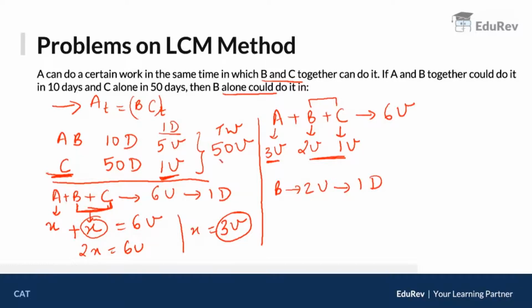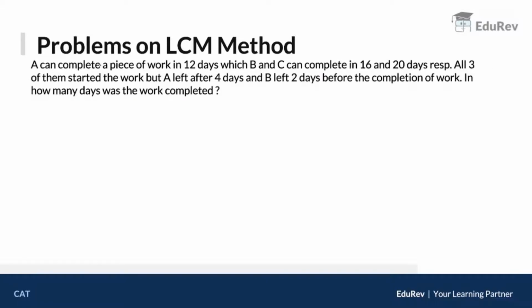Correct? He has to do 50 units because we had assumed the total work to be 50 units. So how much time will it take to do 50 units? 50 units will take 25 days. So B can alone complete the task in 25 days, and that is your answer. Okay? Now let's look at the next question.